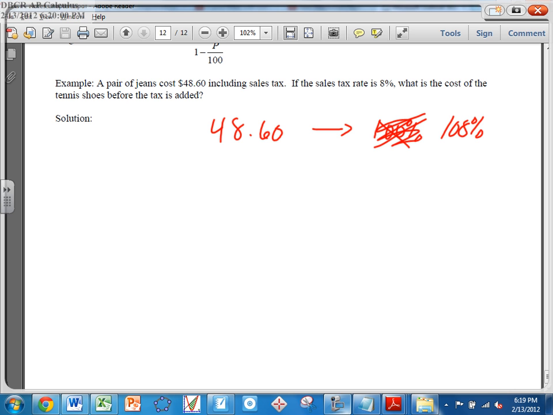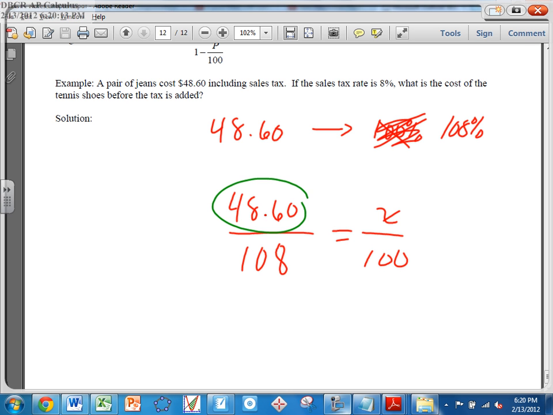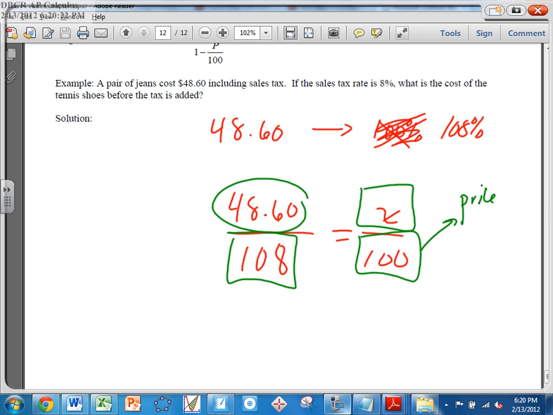The simplest way to solve these problems is actually by a proportion. So I would say that 48.6 over 108 is equivalent to x over 100. And what this tells me is that 48.60 is representing the 108. Well, what represents 100%? The price, 100% is the price before tax. So if you cross multiply and solve, we can get a solution for this one.